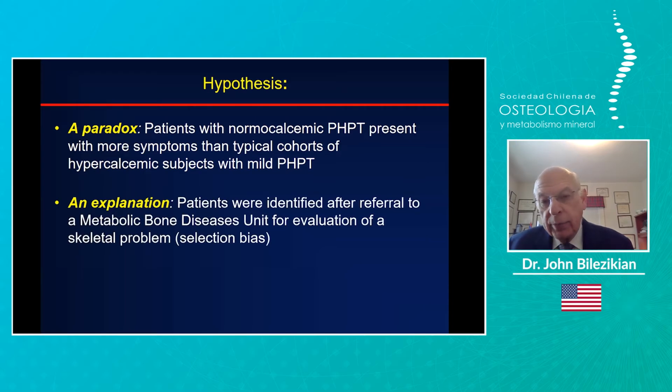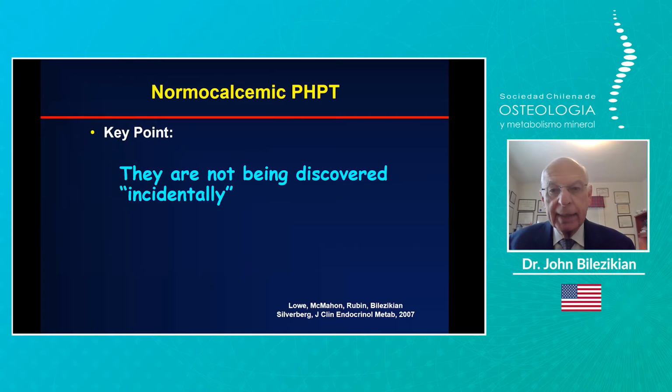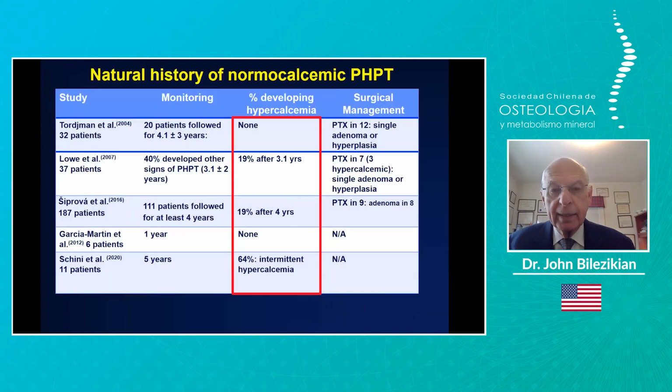And our group, as well as many others, would explain this by saying that this is probably selection bias, because we typically are referred these patients. But if you looked more broadly, you can certainly find this disease that doesn't involve the target organs to the same extent. The point being that they are not being discovered incidentally.